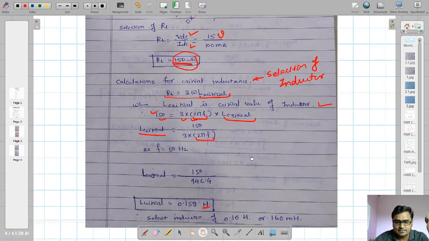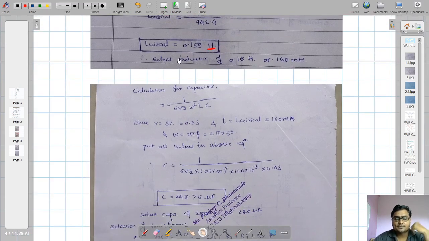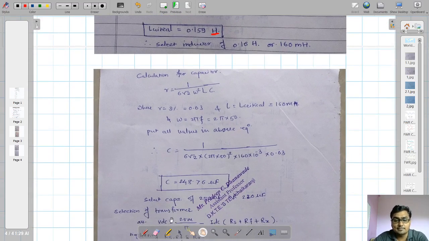Henry is the unit of inductance. So the critical value I am getting is 0.159 Henry. If you want to represent it in Henry, no issue. If you want to represent it in millihenry, then go for it. It is 159 millihenry.